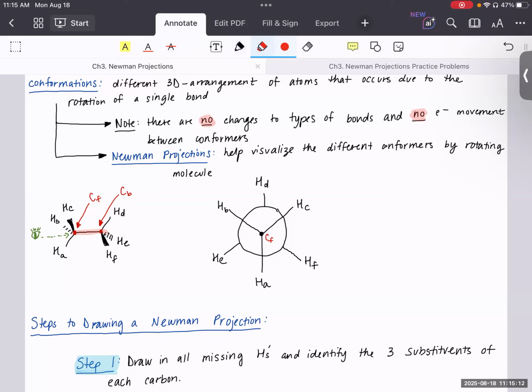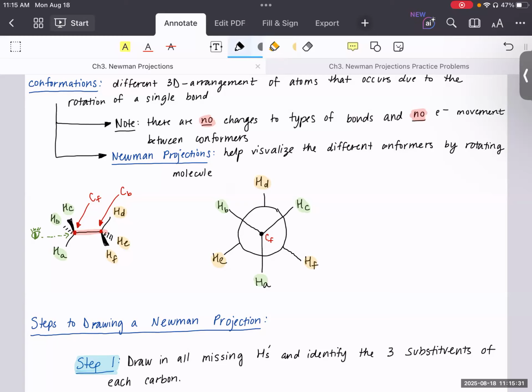And so here I'll highlight the groups in the front. Those are going to be those green ones. And so we can see that they're all bonded to the same carbon, or CF. And then we can do the same thing with these orange ones, HD, HF, and HE, which are bonded to that carbon.